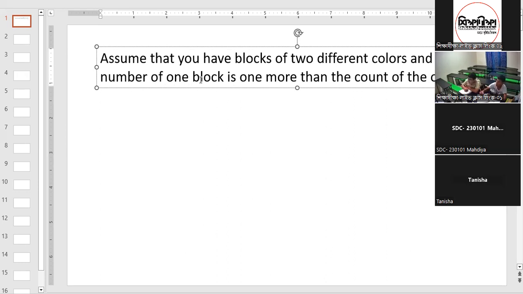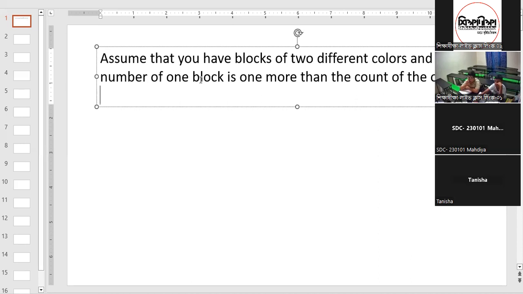So how many blocks, that is not our concept. We have some blocks and one block of 2 different colors, and the number of one block is one more than the count of the other block. I mean, it means that if you have red and blue blocks, and if you have 60 red blocks, then you have 61 blue blocks. If one block is one more than the other, right?